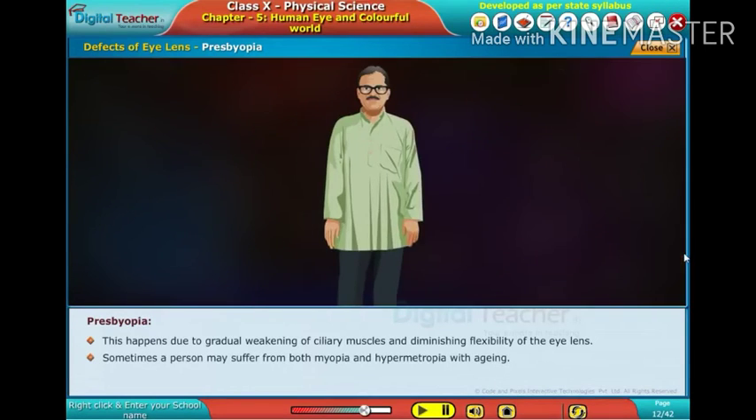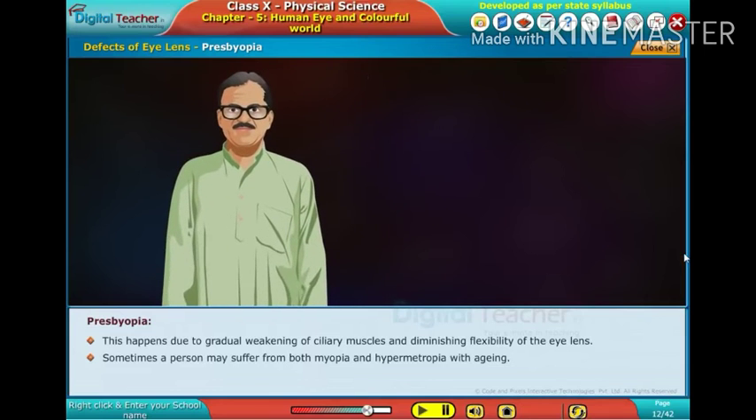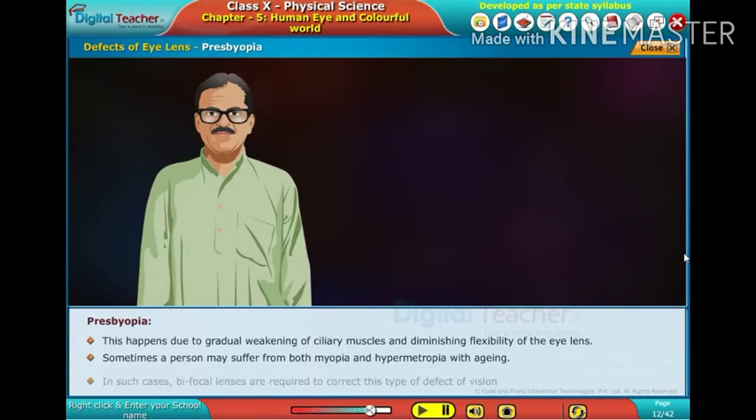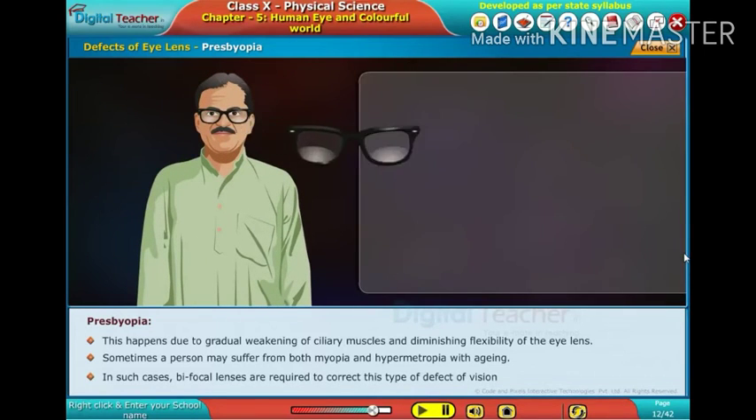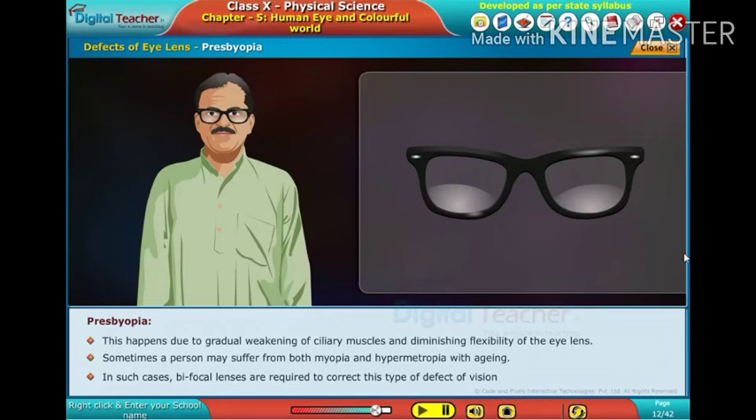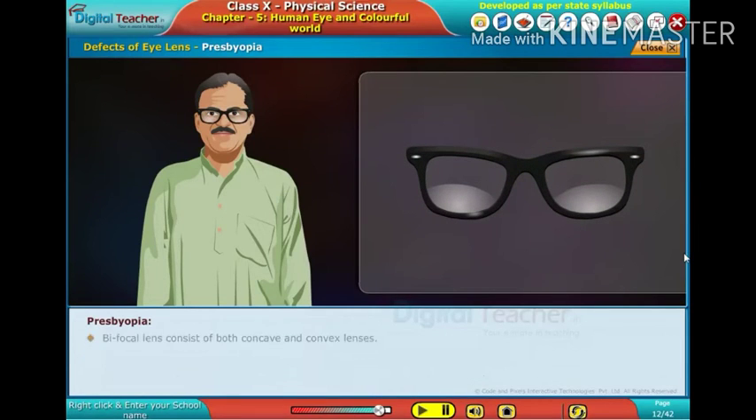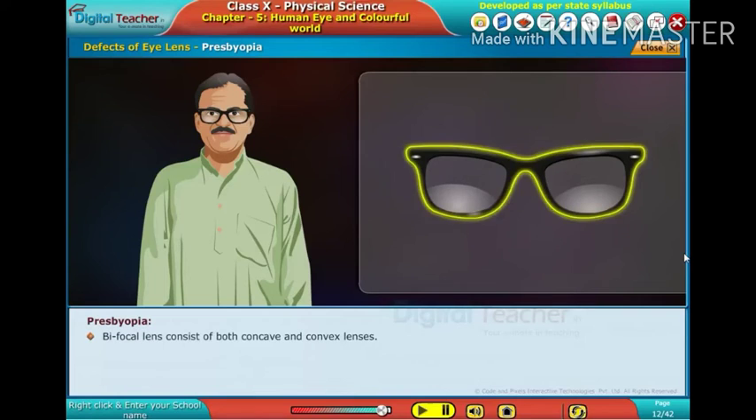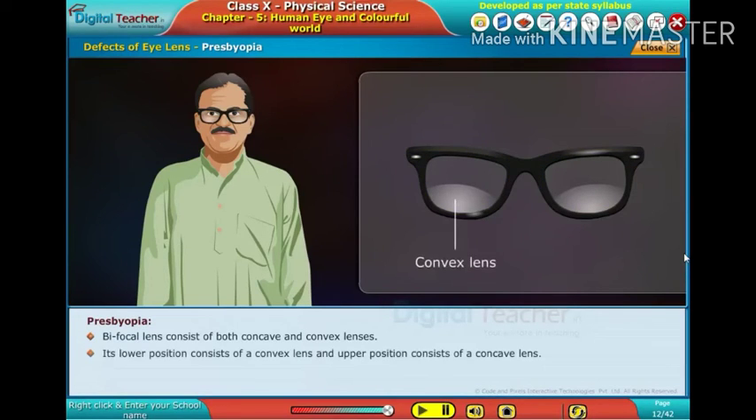Sometimes a person may suffer from both myopia and hypermetropia with aging. In such cases, bifocal lenses are required to correct this type of defect of vision. A bifocal lens consists of both concave and convex lenses. Its lower portion consists of a convex lens and the upper portion consists of a concave lens.